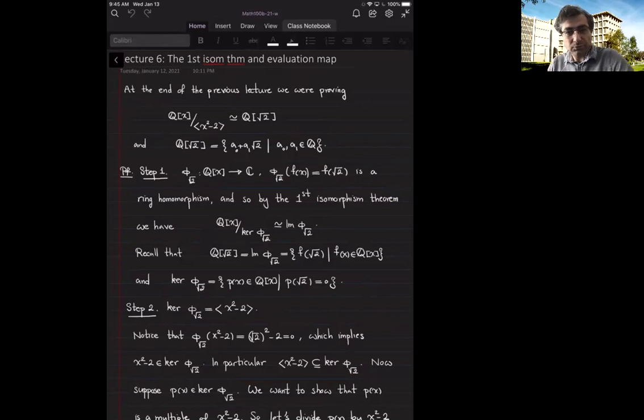Moreover, Q joint root 2 consists of elements of the form a sub 0 plus a sub 1 root 2, linear combinations of 1 and root 2. So we were in the middle of the proof of this statement. We had already started the first step and we were in the middle of the second step. Let me quickly recall how we approached it.